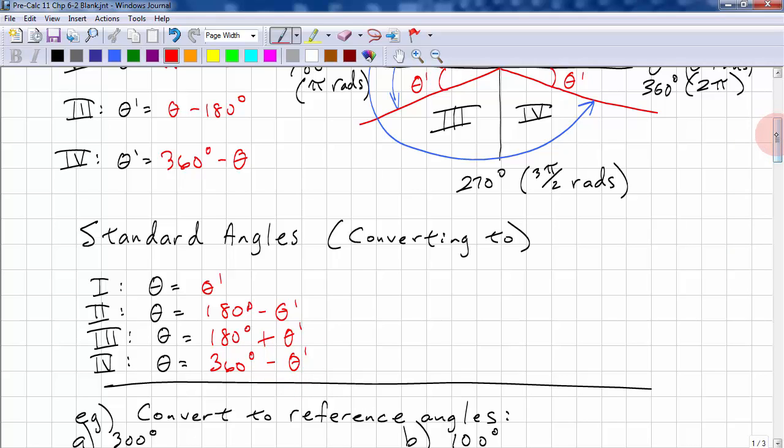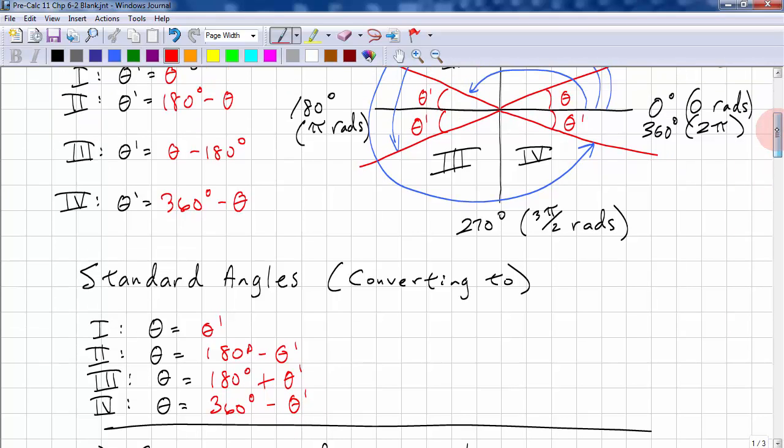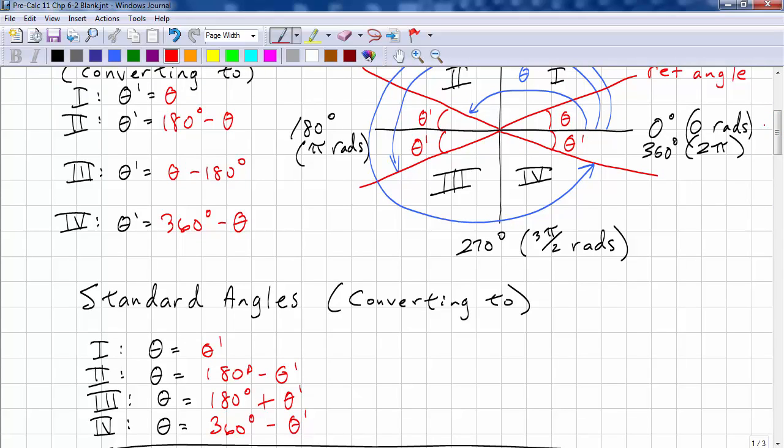Okay, you should compare these to converting to the reference angle. We see that this is the same in quadrant 1. In quadrant 2, it's the same. In quadrant 3, it's different. In quadrant 4, it's the same. So the only one you have to remember that there's a difference is quadrant 3.